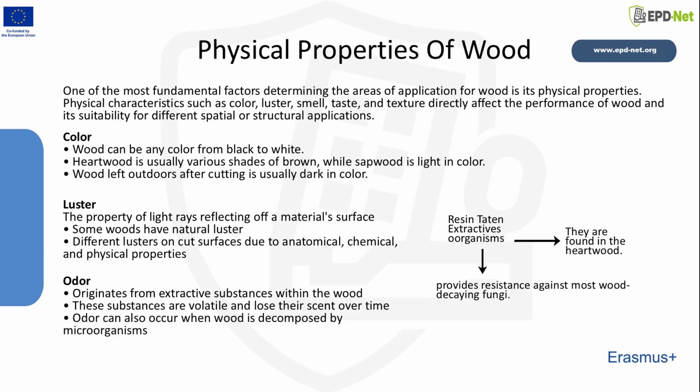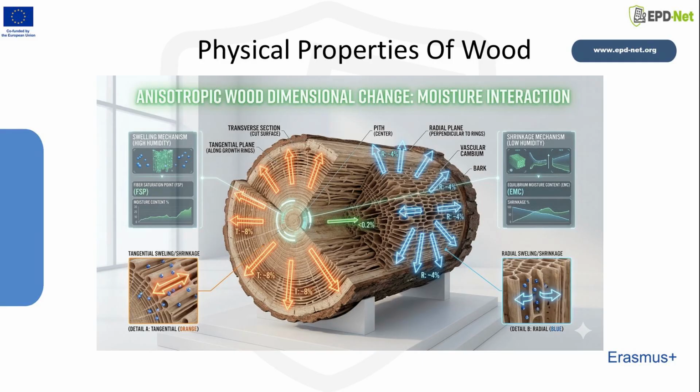Luster refers to the way light reflects from the surface of wood. Some woods have a natural luster, and different cut surfaces may show different brightness because of anatomical, chemical, and physical properties. Odor generally originates from extractive substances within the wood. These substances are volatile and may lose their scent over time. Some extractive substances are found in heartwood and can provide resistance against many wood-decaying fungi. Therefore, physical properties are not only sensory features. They may also indicate durability and suitability for particular uses.